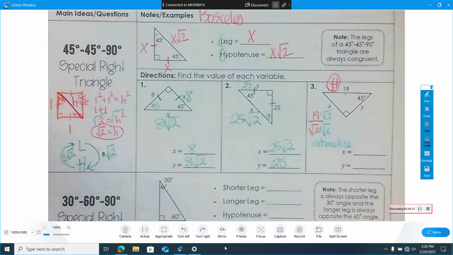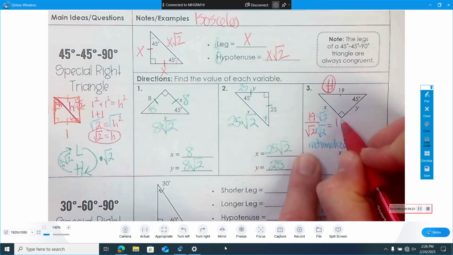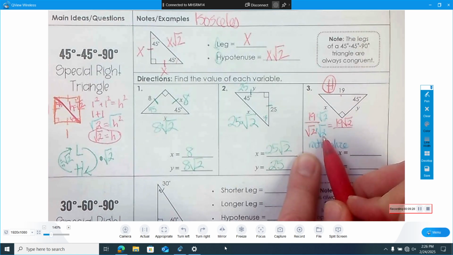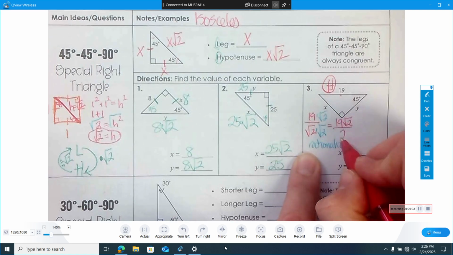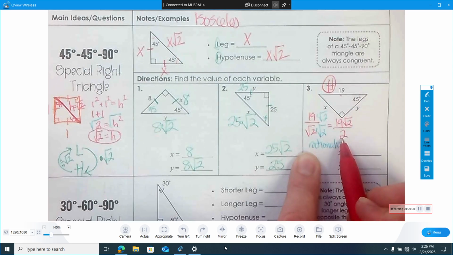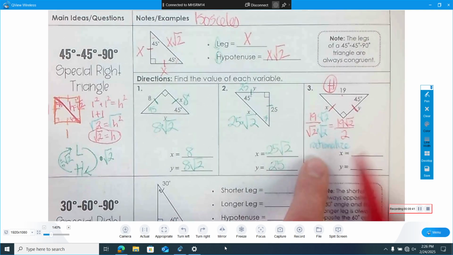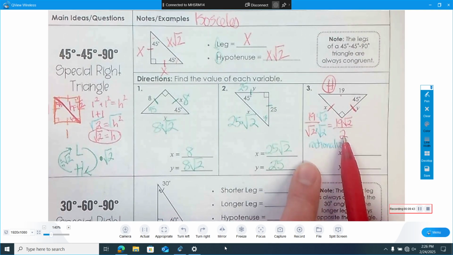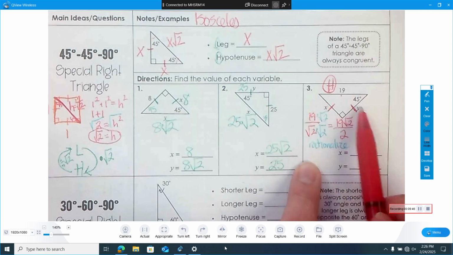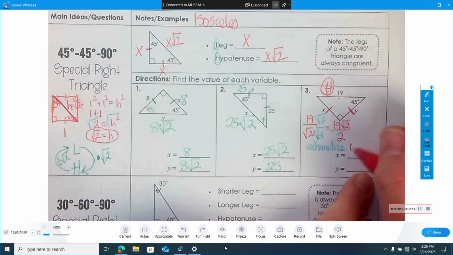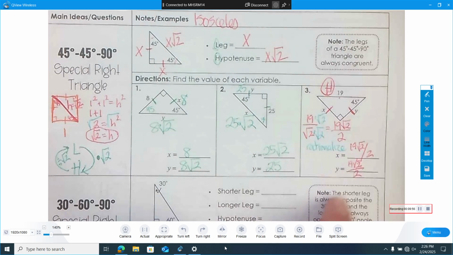And so in the numerator, that's easy. It's just 19 radical 2. What's radical 2 times radical 2? Radical 4, which is 2. Radical 2 times radical 2 is just 2. All right? You can't simplify that. And you can't simplify that. So 19 does not divide evenly by 2. So 19 radical 2 over 2 is your answer for both of these.